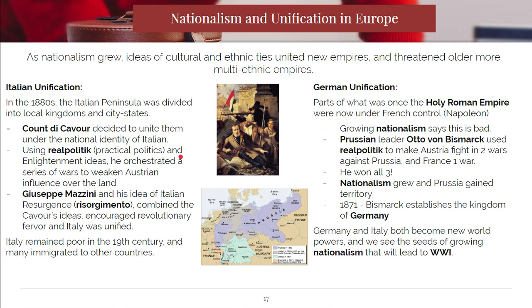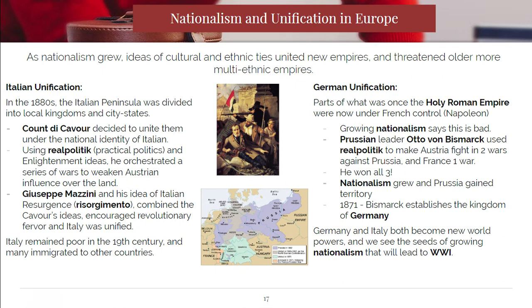Real politics. That combined with Enlightenment ideas about natural rights and democracy and those kinds of things, to start a series of wars that leads to weakening outside influence, basically weakening French and Austrian influence in Italy, right? And the Italians, sort of an idea of Italy for the Italians, if that makes sense, right? That's the idea for nationalism there in Italy, right?